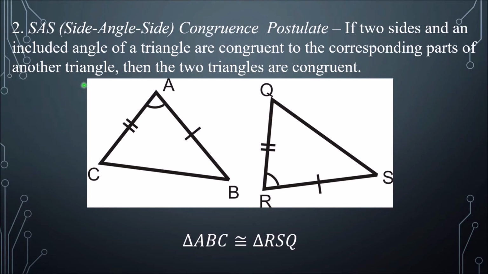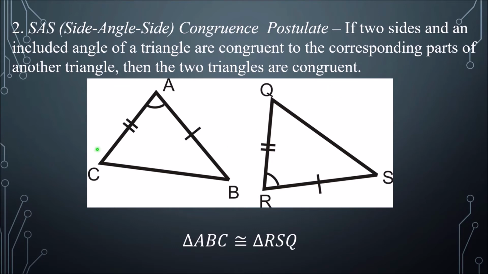Let's have the second postulate, the side-angle-side congruence postulate. If two sides and an included angle, take note, an included angle is the angle between the two sides. So in this case, we have here the side and the side. This is the included angle. So once again, if two sides and an included angle of a triangle are congruent to the corresponding parts of another triangle, then the two triangles are congruent.